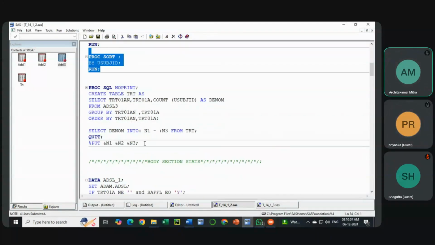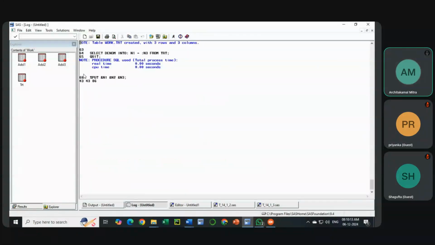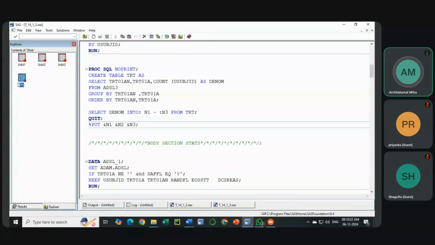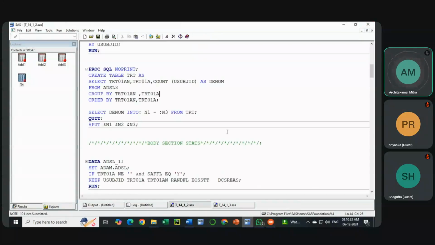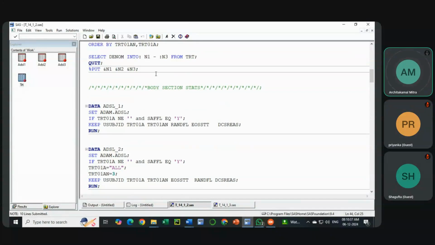We get that. Now what do we do? We do it in these macro variables, simple. Create table TRTS, select everything. We have the logs in macro variables N1 to N3: N1 is 43, 43, 86. Same, simple. And after that, what do we do? You just see the treatment table. So Xanomeline 43 people have taken, placebo 43 people have taken, and all 86 people have taken. Correct? Okay.